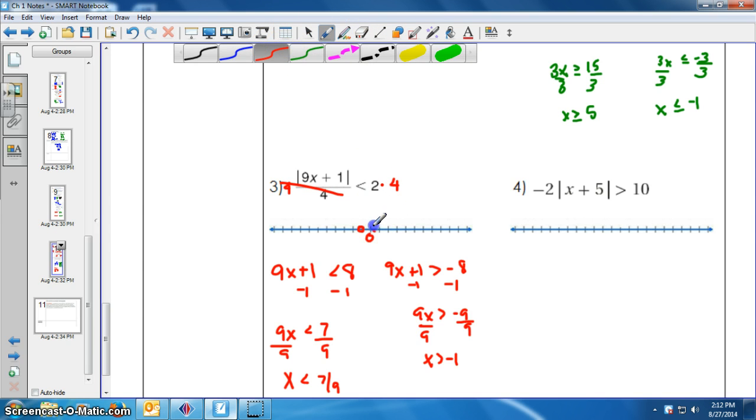It's hard to do a teeny tiny circle. There we go. So if our absolute value is less than, we know it's going to come together, but we can always check: x greater than -1, but less than 7/9. And yep, less than 7/9, greater than -1 makes our little dumbbell look. First step on number 4, hopefully you remember to divide by -2 first. Now if you need to pause and try that one on your own, you can do that.